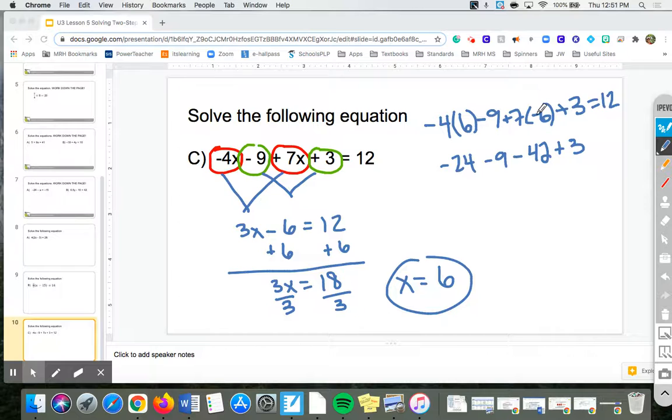I realize I made a mistake here. This shouldn't be negative 6. This is positive 6 because my answer is x is equal to positive 6, not negative 6. So this should be positive multiplied by positive, which is 42, equal to 12. Sorry about that in checking.